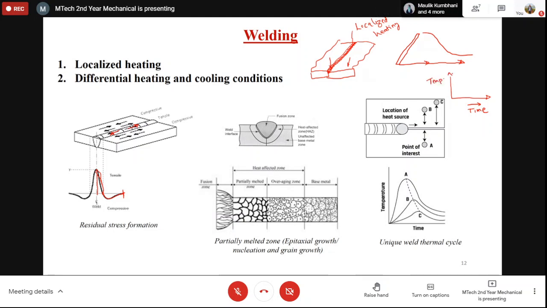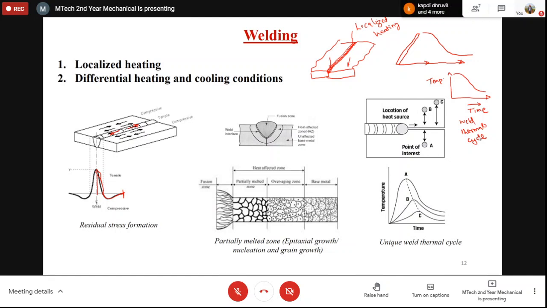Initially the temperature will be higher, and then gradually it will decrease. If you go away, the maximum temperature will be different, and it will cool down differently. So each and every section will have its unique weld thermal cycle. Weld thermal cycle means the change in temperature. If we plot the change in temperature with respect to time of any section of the weld, it shows the weld thermal cycle.